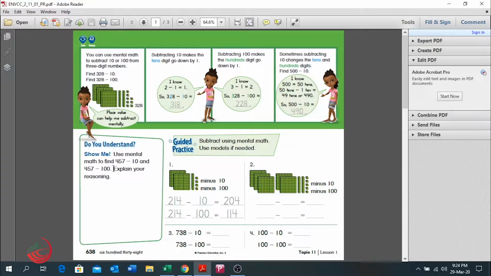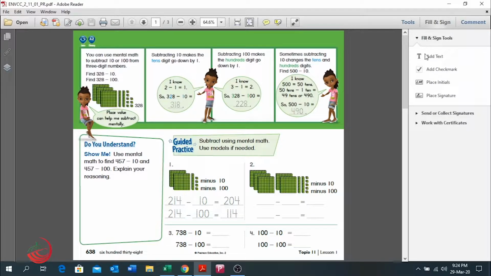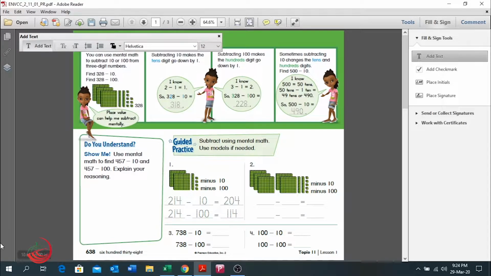Use mental math to find 475 minus 10 and 457 minus 10 and 457 minus 100. Explain your reasoning. For this page, I'm going to answer it with you guys, of course.